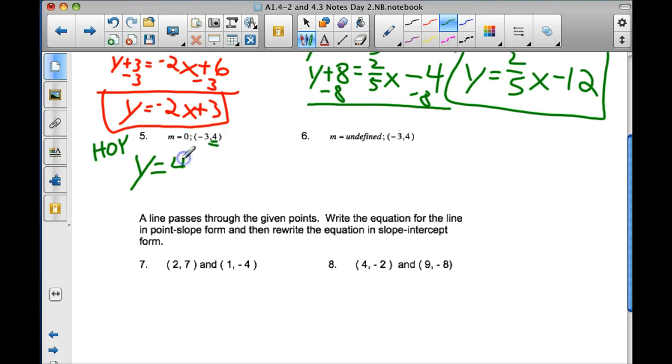Y equals 4. I told you that. Done. You said Y equals. I wasn't talking to you, I was talking to Amanda. Blake, don't talk.